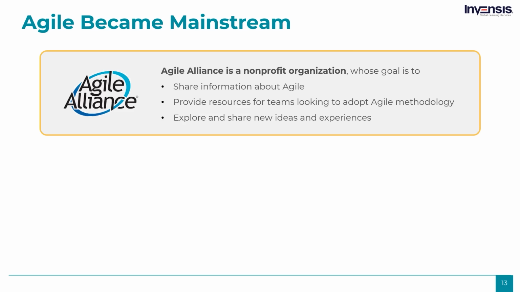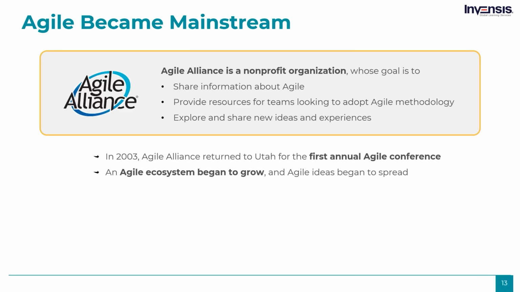As Agile took off, the role of the Agile Alliance expanded. In 2003, the now formal Agile Alliance returned to Utah for the first annual Agile Conference. This annual conference happens every year even now. As Agile became more widely known, an ecosystem formed. This ecosystem included people who were doing Agile and other people and organizations who helped them through consulting, training, frameworks, and tools.